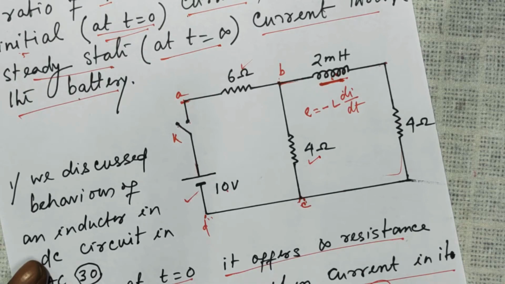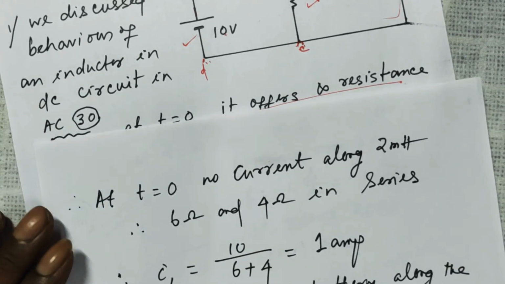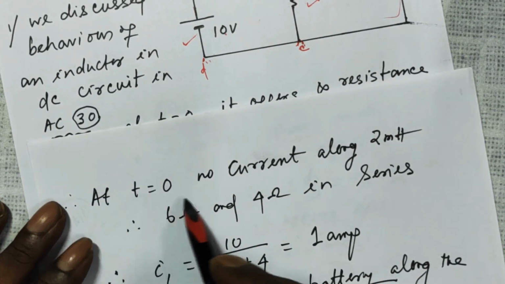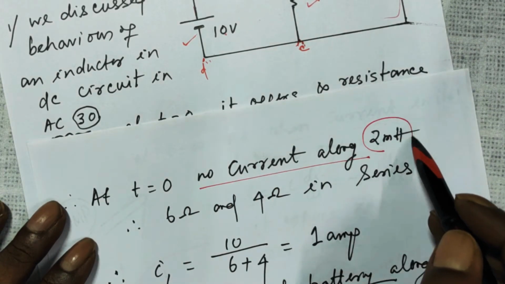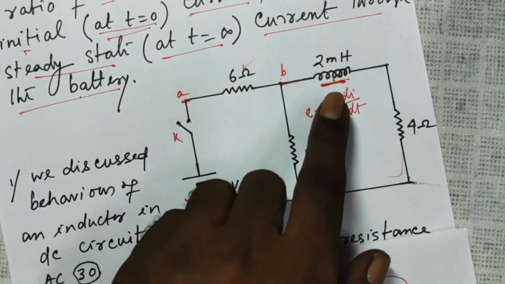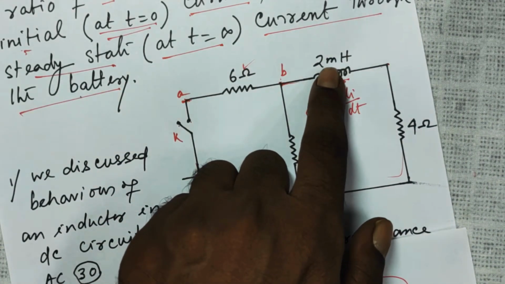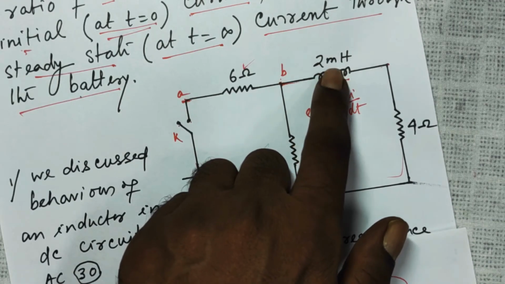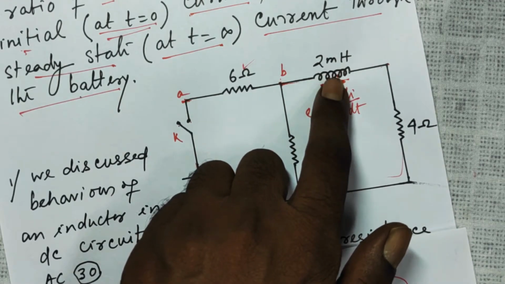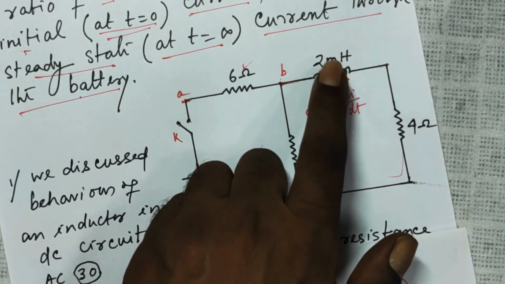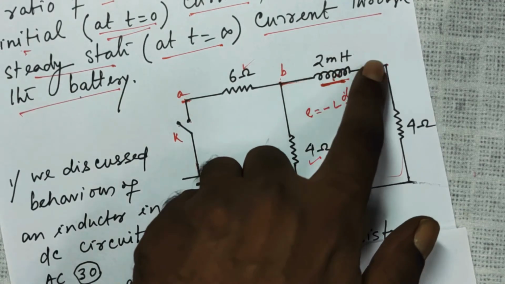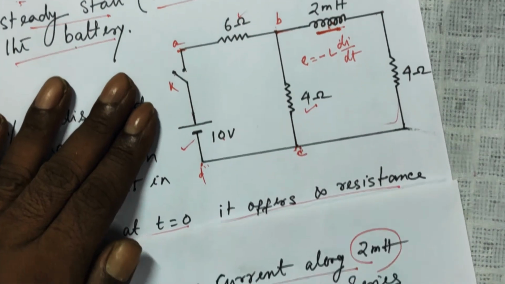So at t is equal to 0, no current along the 2 millihenry through this inductor. The value does not matter. It's 2 or 5 or 6, it does not matter. What matters is at t is equal to 0, any inductor offers infinite resistance. So no current to this side.